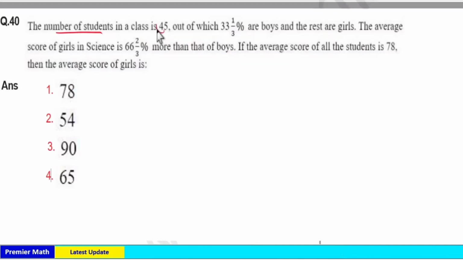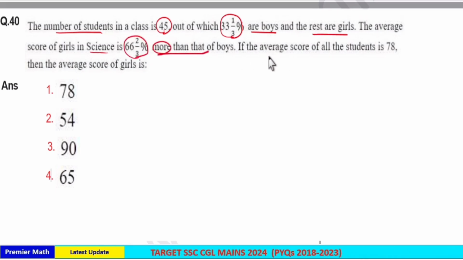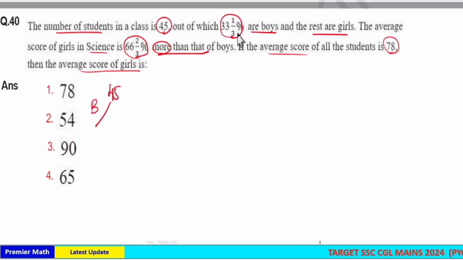The number of students in a class is 45, out of which 33 and 1 by 3 percentage are boys and the rest are girls. The average score of girls in science is 66 and 2 by 3 percentage more than that of boys. If the average score of all the students is 78, then the average score of girls is? Here total number of students is 45, out of which 33 and 1 by 3 percentage are boys, which means 100 by 3 percentage, which means 1 by 3rd is the fraction. So 1 by 3rd of total number of students are boys, which means 1 by 3rd of 45 is 15. 15 are boys means the remaining 30 are girls.